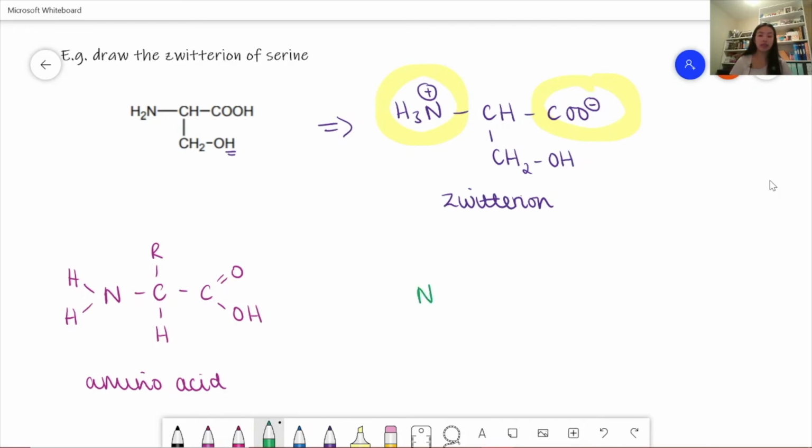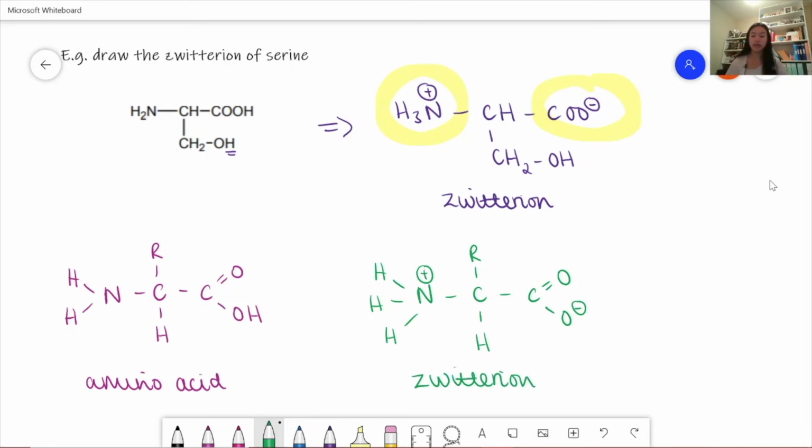So we'd have NH3, and this would now be a positive ion, and then we'd have the carbon, the R group, and then hydrogen, and then we'd have C double bond O, and then O minus. And this is our Zwitterion. So this is in general. So we can see that for serine, the R group is actually this CH2OH here.